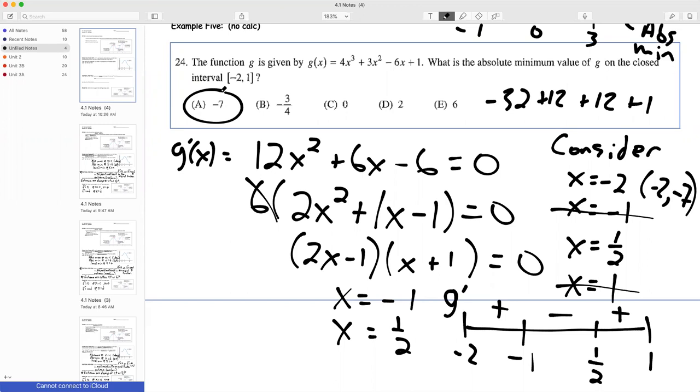What about the 1/2? Well, look at the answer choices. Oh, okay. If this were a free response, then yes, I would have to plug in 1/2 and evaluate it. But since it's multiple choice, there's no other value that's less than -7. So it has to be that.